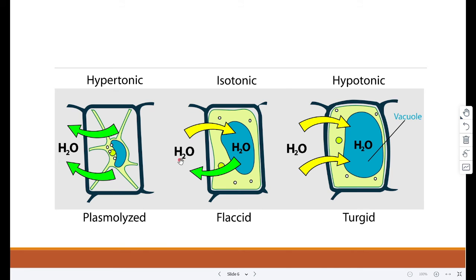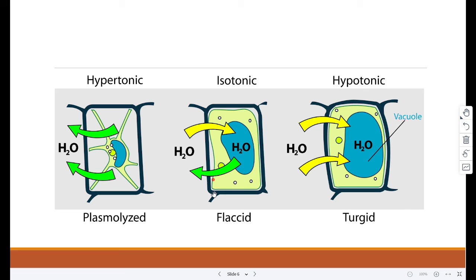So, these are the states in plant cells. This is a plasmolysed state. Now, this is the same as hypertonic. What happens is that there is low water potential, low water concentration outside. So, the water is moving outside the cell.